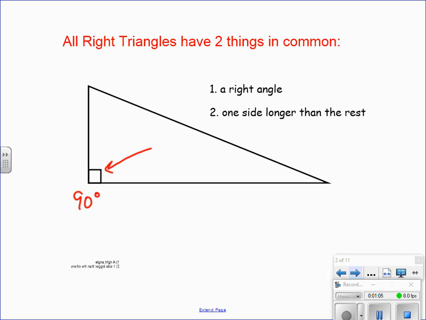In all right triangles, they have two things in common. They all have a right angle, and they all have one side that's longer than the other. In this case, this one here. The longest side is always exactly across from where the right angle is. So there's the right angle. Right across from it is the hypotenuse, the longest side.